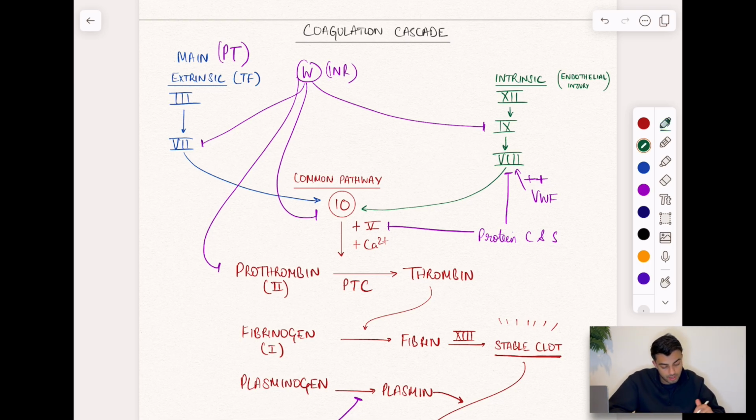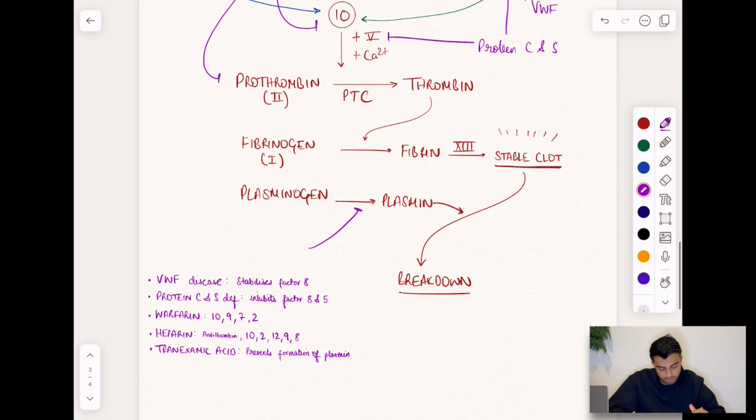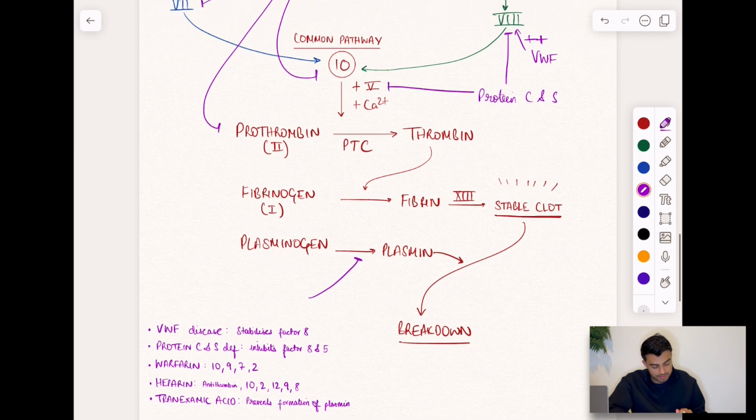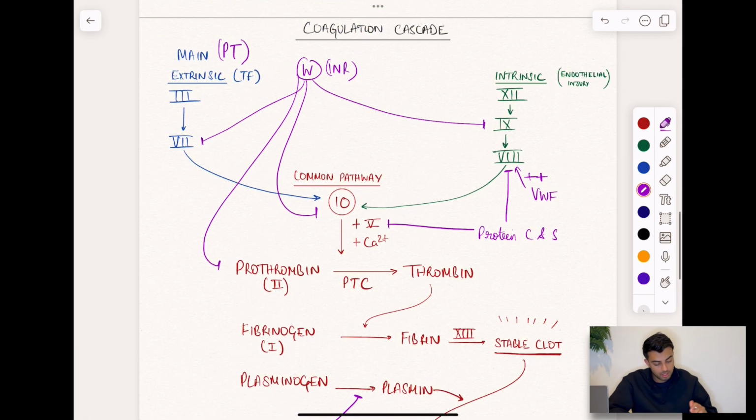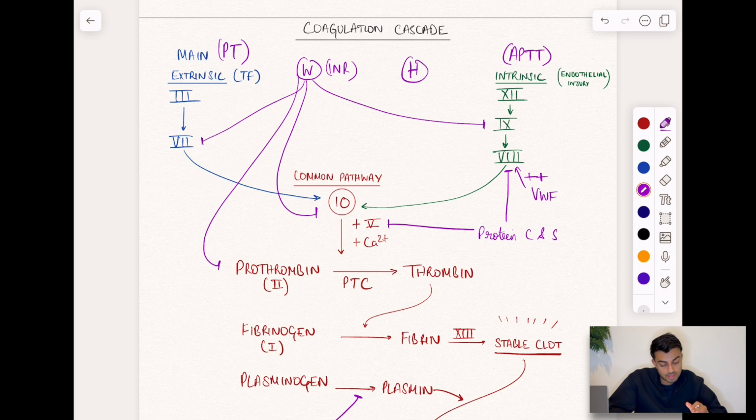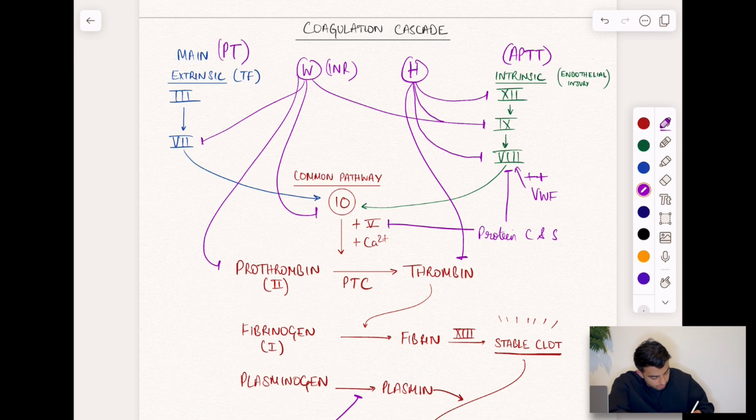The intrinsic pathway, however, is mostly affected by heparin. Heparin is also called antithrombin, and it affects factor 10 and 2, similar to warfarin, but also affects factor 12, 9, and 8. Okay, and of course thrombin. So heparin affects mostly the intrinsic pathway, and heparin can be tested by measuring APTT, and therefore APTT is a great measure of the intrinsic pathway. So heparin blocks factor 12, factor 9, factor 10, thrombin, and also factor 10 and factor 2. Okay.